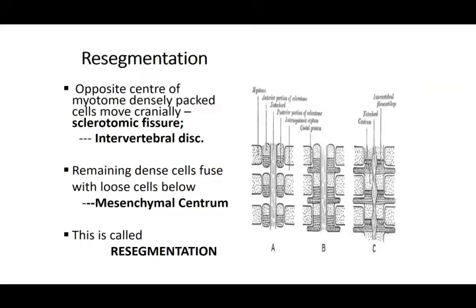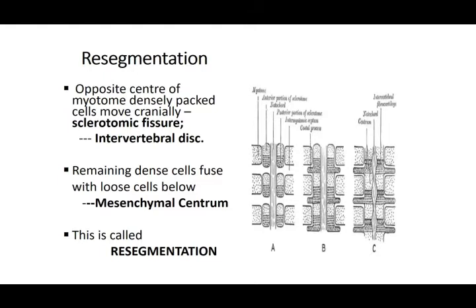When half of the dense part goes upwards, it contributes to the vertebra above. And if it goes downwards, it contributes to the formation of the vertebra below. But in between, where you have this cut, is the area we call the sclerotomic fissure, and this is where you develop your intervertebral disc.